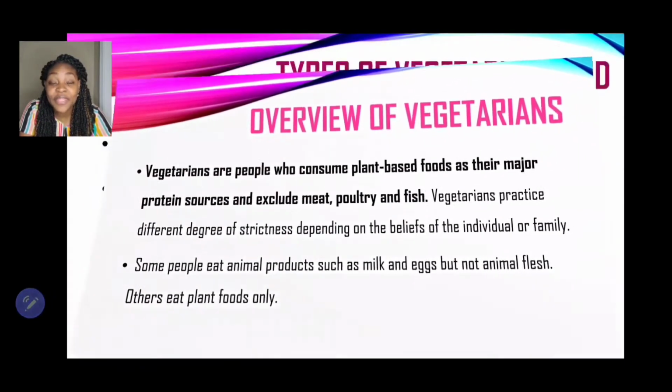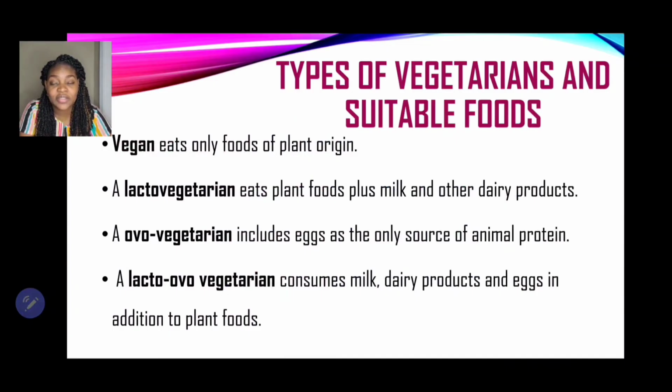Now let us look at the different types of vegetarians. So we're looking at 4 types today. The first one is vegan. A vegan is also known as a strict vegetarian, and they eat only plant foods. So they only eat foods of plant origin, right? No animal products, no animal flesh, only plant foods. So those are vegans, or we may say strict vegetarians.